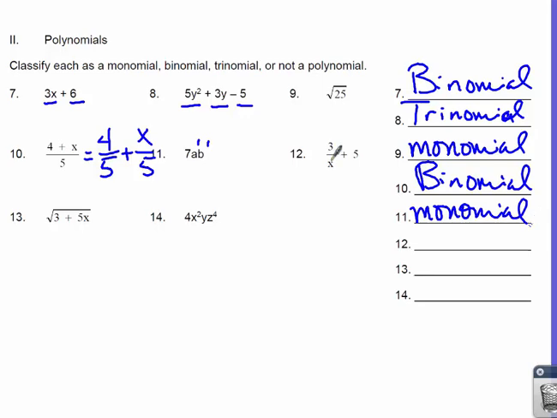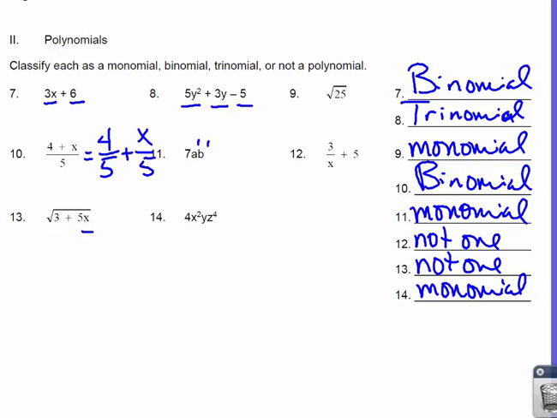Number 12, now this one has a variable in the denominator. Okay, that is a no-no. So this one is not one. Not a polynomial. Okay, number 13, same thing. We have a variable under the radical, which ends up making that variable have an exponent that is a fraction. Like on number 12, if it's in the denominator, it has an exponent that is a negative value. So we can't have those. So number 13 is also not one. And then number 14, there's no plus or minus, so this is a monomial. All right, so far so good.